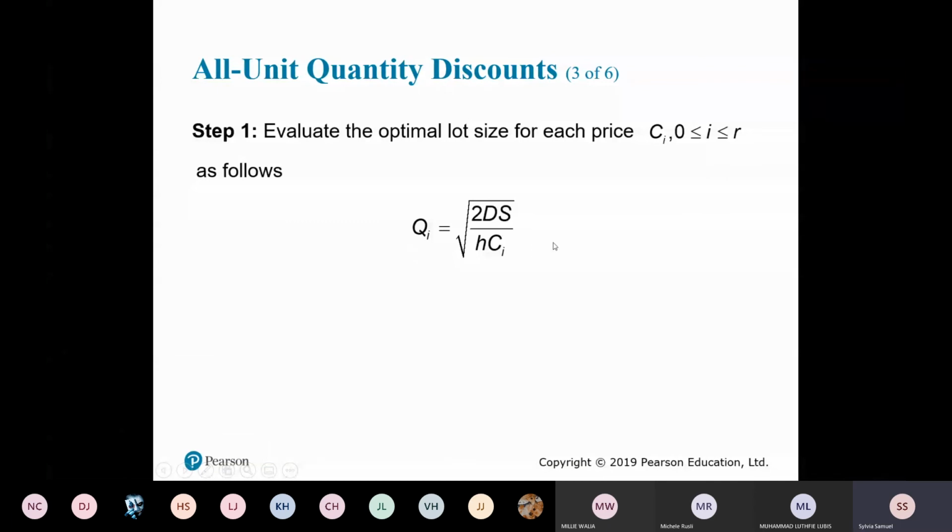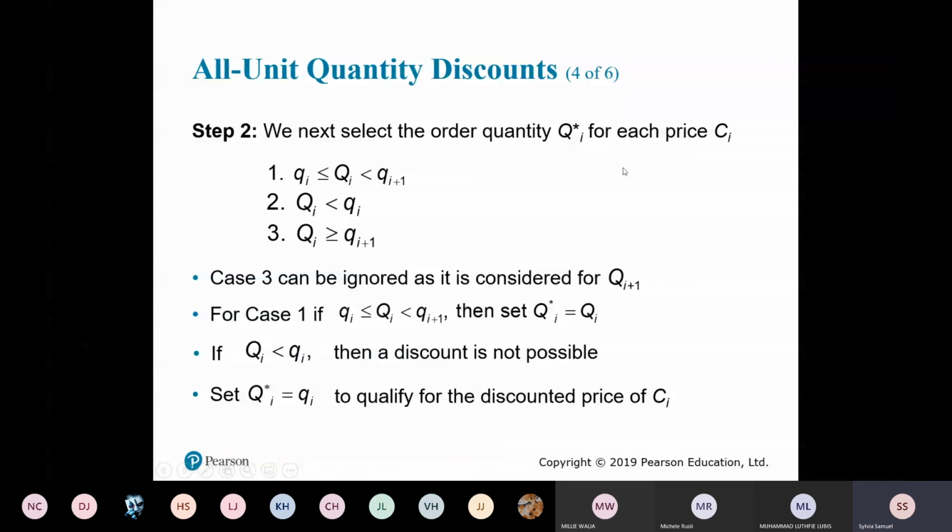Again, the basic formula is still the same, EOQ, economic order quantity. This one you need to memorize. Next step will be the same. If we see the quantity smaller than the demand quantity, then we must set Q equal to Qi. If the quantity is lesser than the product's quantity, then a discount is not possible. But if we set the quantity equal to the quantity for each product, it's qualified for the discount.